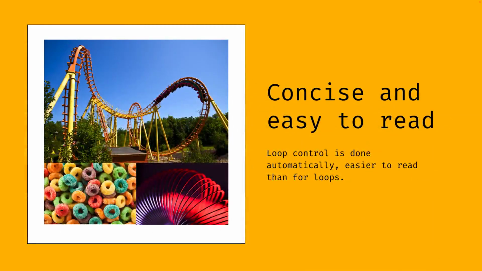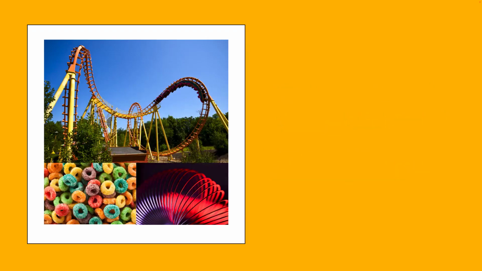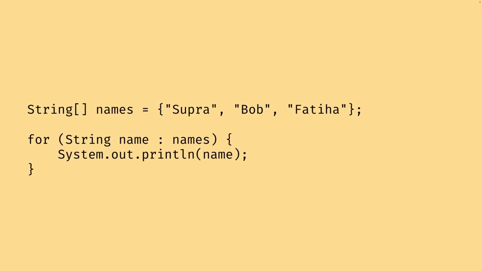They are very similar to the for loops, but they are more concise and easier to read, as they do not require the programmer to specify the loop control logic, such as the initial value, the loop condition, the iteration step. Here's an example of a for each loop that prints the elements in an array of strings.